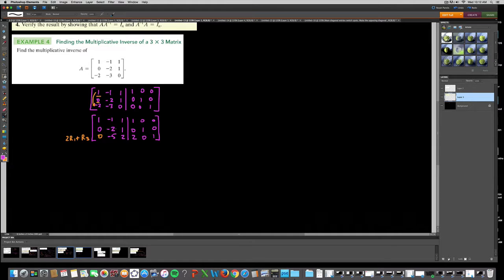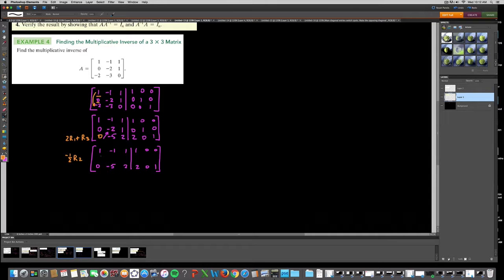Now our next job is to get a 1 right there. In order to do this, we're going to have to multiply it by its reciprocal. In this particular case, the reciprocal of negative 2 is negative a half. So we say negative a half times our second row. Our first row wouldn't change. First row stays the same now for good. Here, our third row, we didn't operate on it in this particular step.